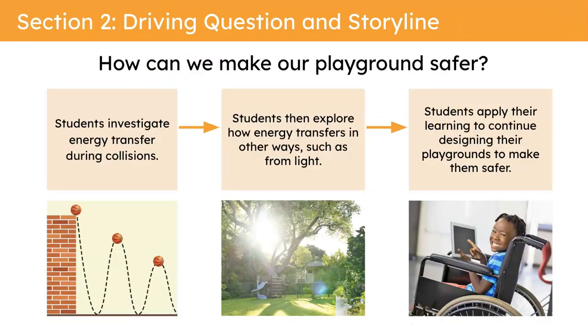Section 2 engages students with the driving question of how can we make our playground safer? Students investigate energy transfers and collisions and then explore how energy can also transfer from sunlight onto playground equipment, making it hot and unsafe. Students apply their learning to design safe components to their playgrounds. We'd love to see the designs your students come up with.